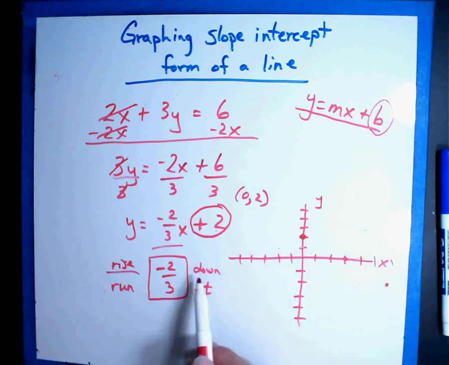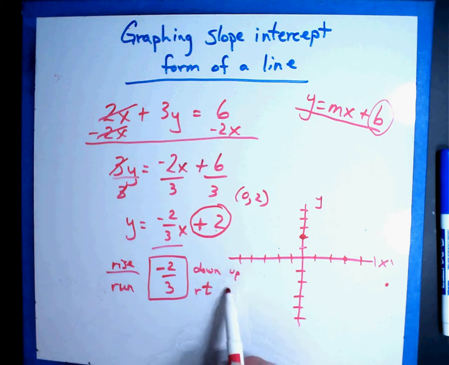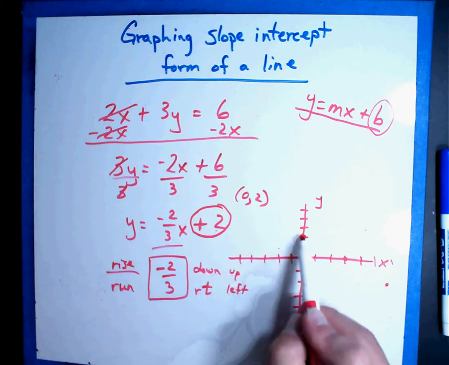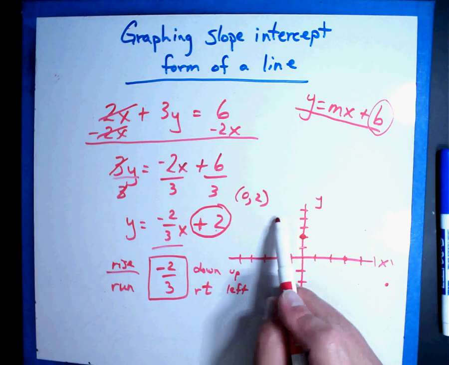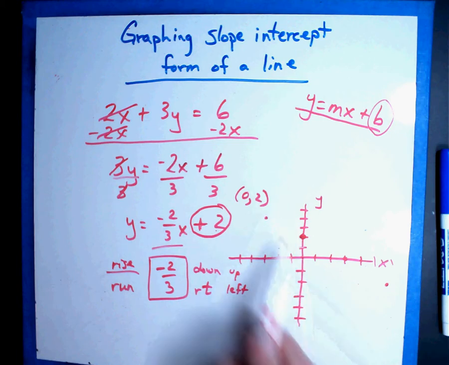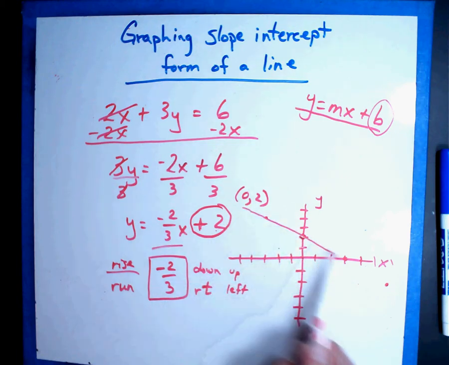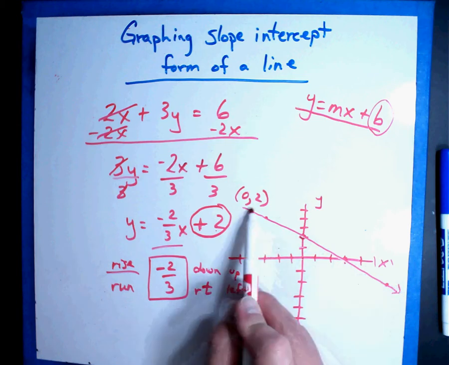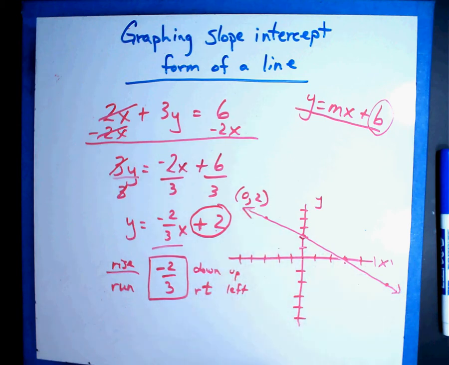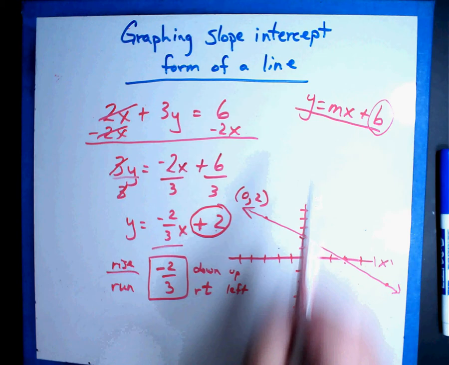But if I can go down 2, right 3, I can also do the opposite, which is up 2, left 3. So I go up 2, left 3. If I'm correct, that's a pretty good line. That is how you graph using the formula of a line.